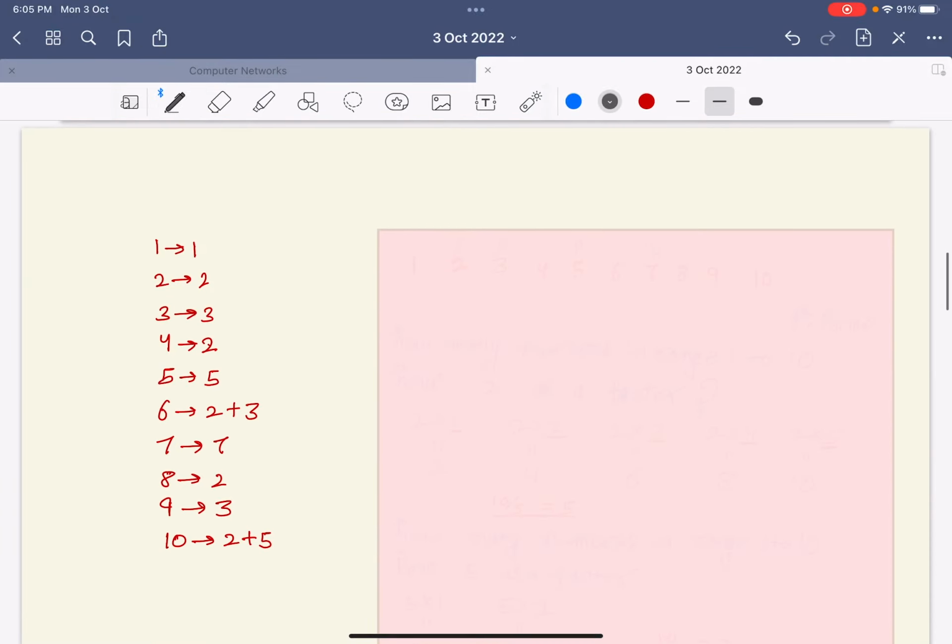So in the given problem, we are given a range of numbers from L to R, where L is the lower limit and R is the upper limit. In this range, every number will be treated specially if it is a composite number. If it is a prime number, then it will be treated as it is.